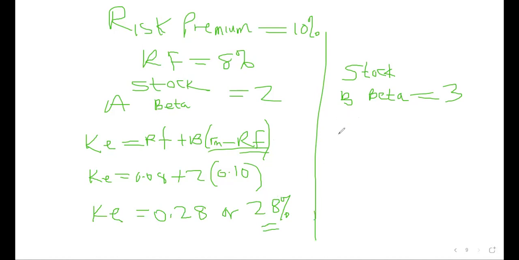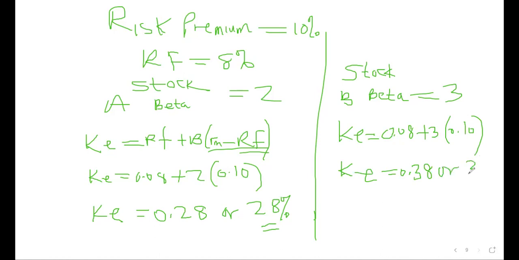Then for this one, our cost of equity is actually going to be risk-free, which is 0.08, plus the beta of 3 times 0.10, which will be KE is equal to 0.38, or 38%.